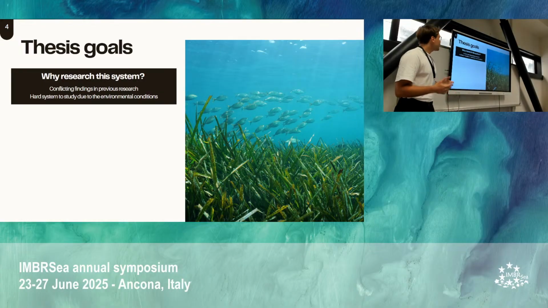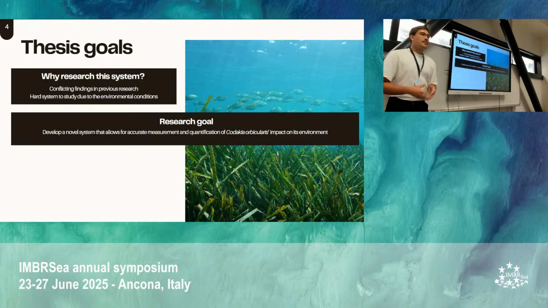So, obviously I want to research the system because seagrass beds are important, as you've all heard today. But a lot of the studies on why these clams are important are quite contradictory, especially when it comes to their role in nitrogen cycling. It's also a very hard system to study due to the fact that we have this environmental gradient and that oxygen and sulfides are very reactive with each other.